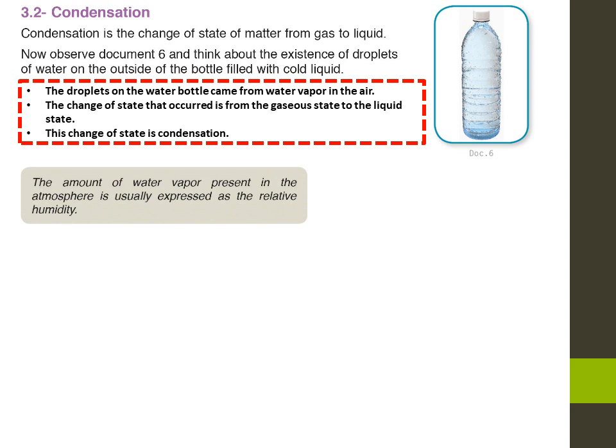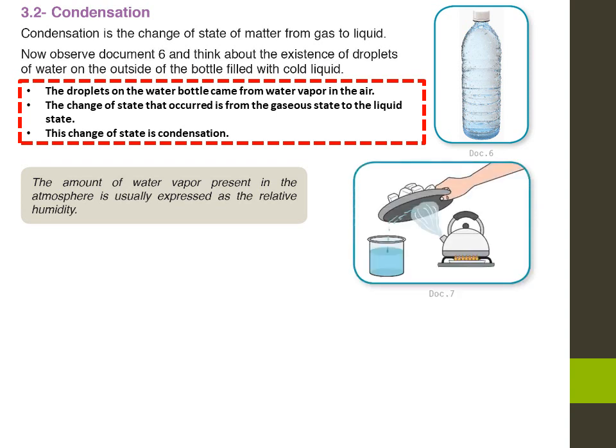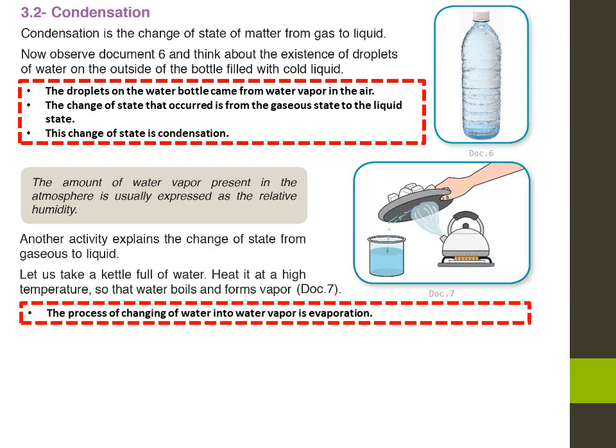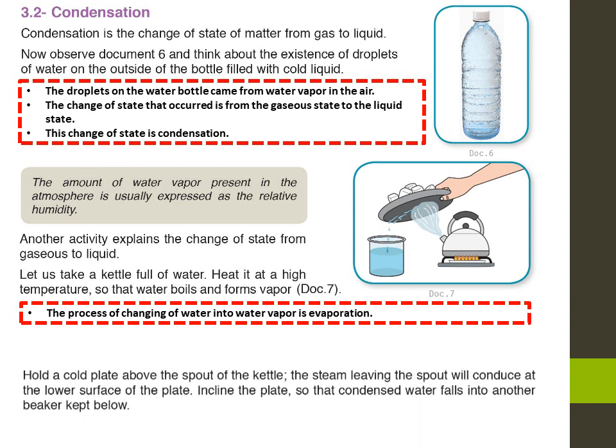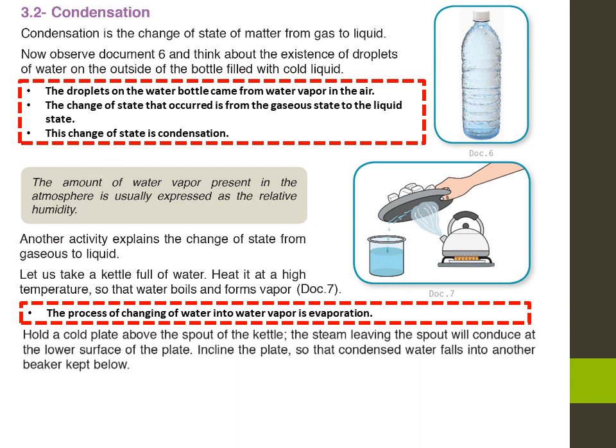The amount of water vapor present in the atmosphere is usually expressed as the relative humidity. Another activity explains the change of state from gaseous to liquid. Let us take a kettle full of water, heated at a high temperature so that water boils and forms vapor. The process of changing of water into water vapor is evaporation.